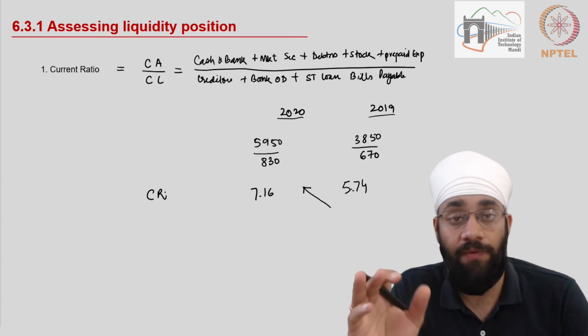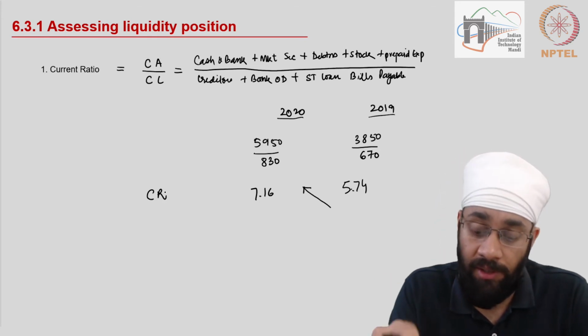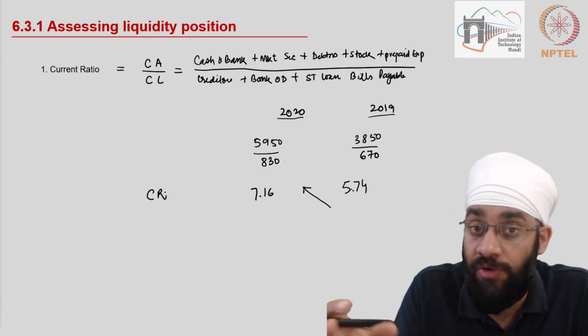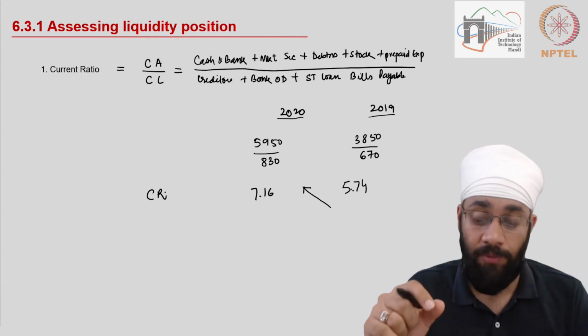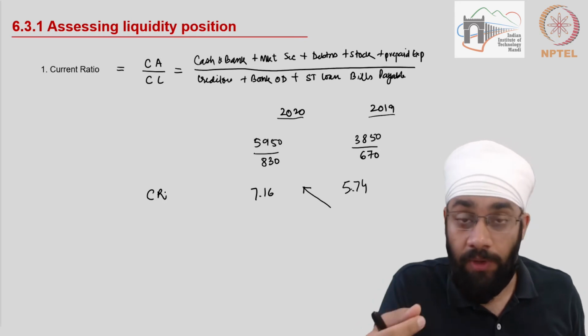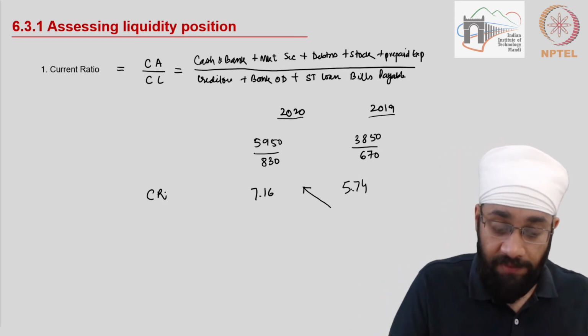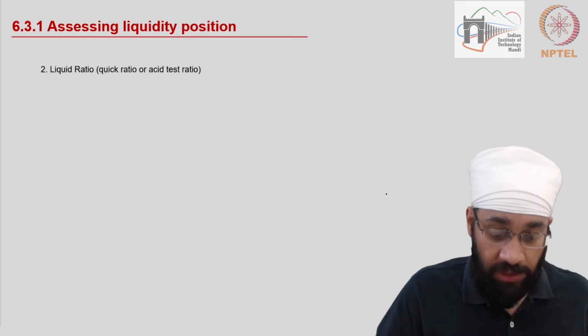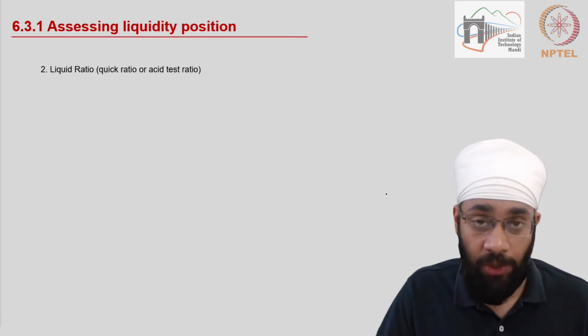But again, you have to look at industry standards. Later on, we will also look at comparable industry ratios and so on to come to more conclusions. Right now, the objective is to learn to calculate these numbers, and we have done that. Okay, let's move forward. Let's figure out the next ratio, which is liquid ratio.